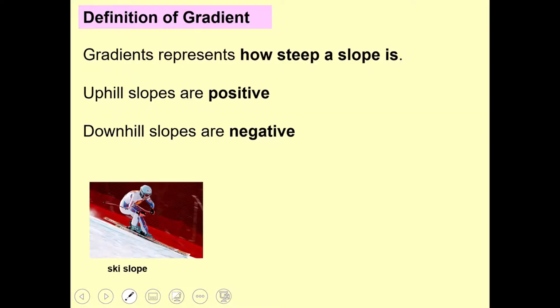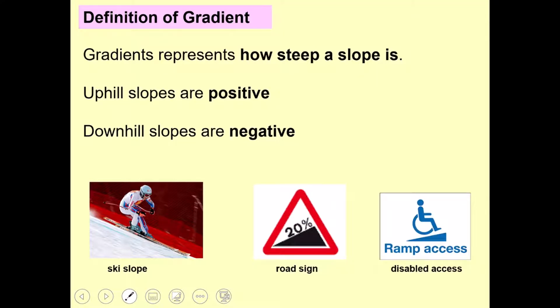Gradients are important in ski slopes. It's really important to know how steep a slope is for safety reasons. Also in road signs, again for safety reasons. And also ramp access, disabled access, to know how steep a ramp is also really important for safety reasons. Ramps can only be a certain steepness, and gradient is really important to be able to assess that.